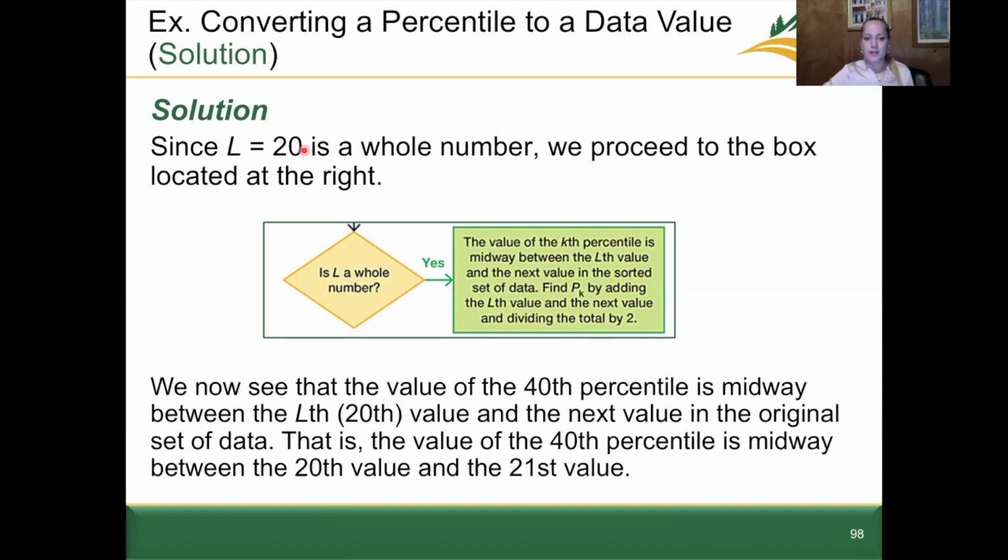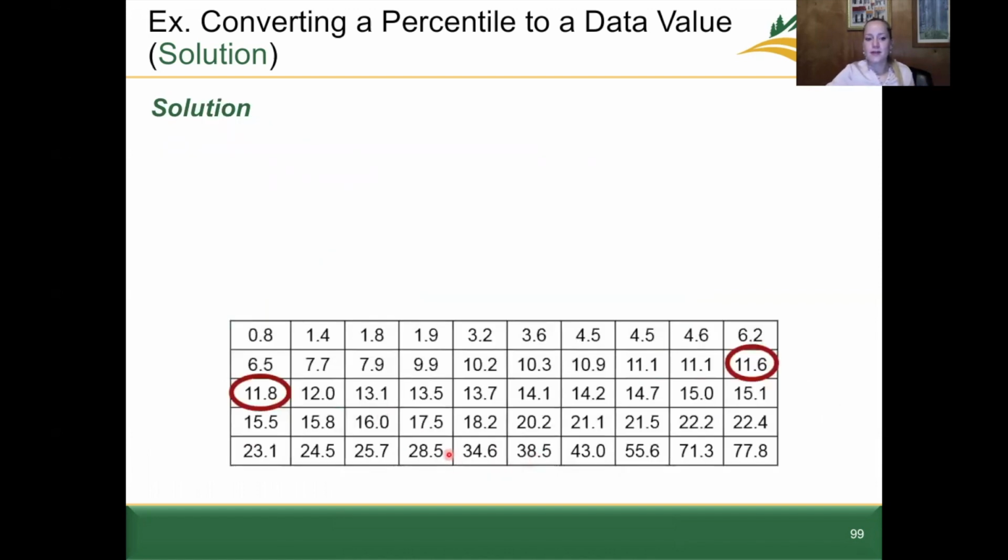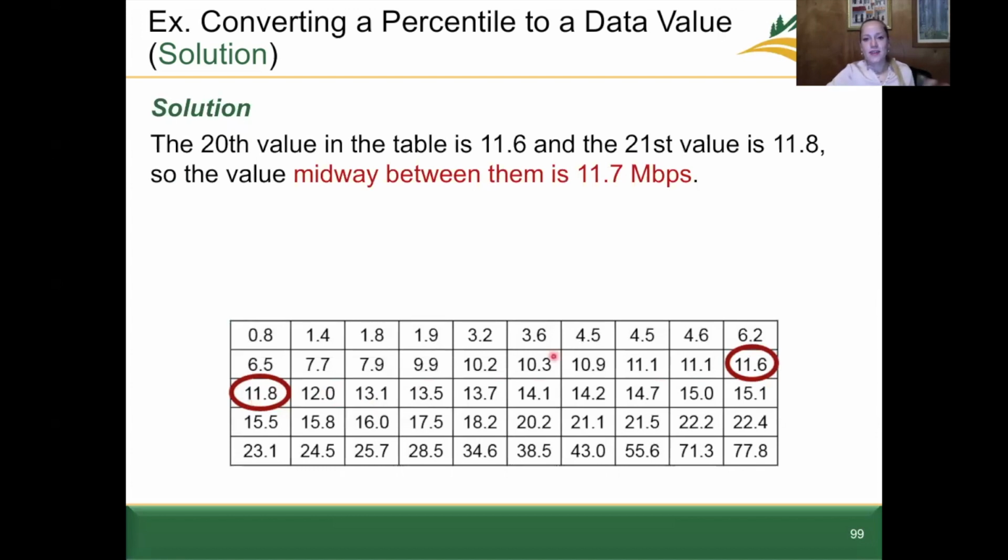So in other words, based on our example here, the value of the 40th percentile is midway between the 20th value and the next value, where that next value in our case is the 21st value. Now let's look at this table again. If we count these data values, this is data point number 20, this is data point number 21, so we're getting closer here. Because 11.6 is data point number 20 and 11.8 is data point number 21, we need to take the mean of those two values, where the mean is 11.7.